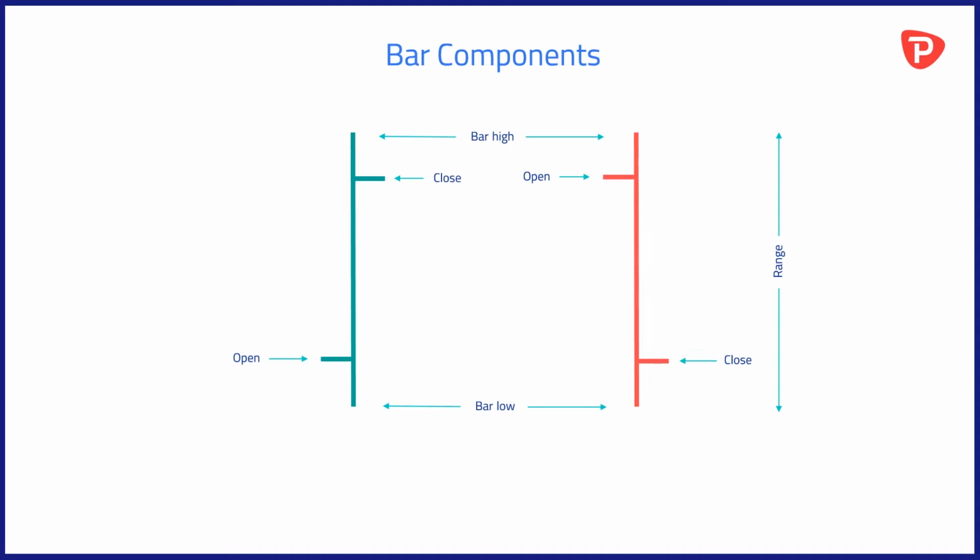One of the great things about bar charts when compared to candle charts is that you can identify a bullish bar or a bearish bar instantly by looking at where the handles opened and closed, and not rely on its color.